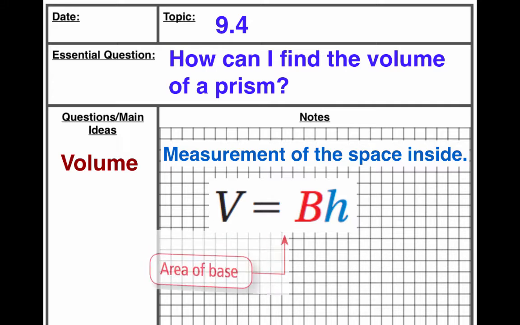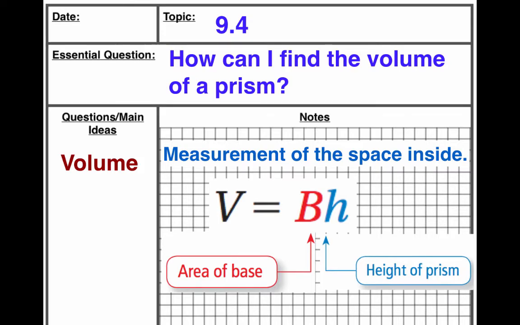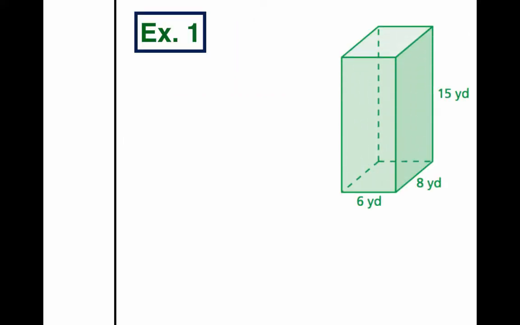And why am I doing that? Well, because B actually stands for the area of the base. What's the area of it? And H stands for the height of the prism. So if you can find the area of the base and the height of the prism, you can find the volume. We're going to try a problem and actually do that now.